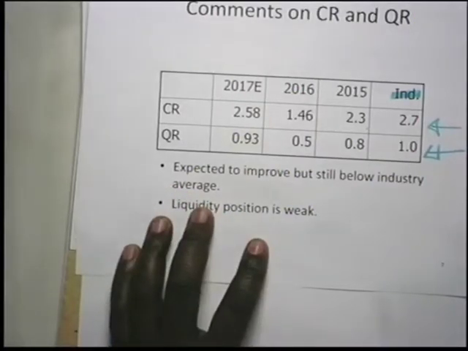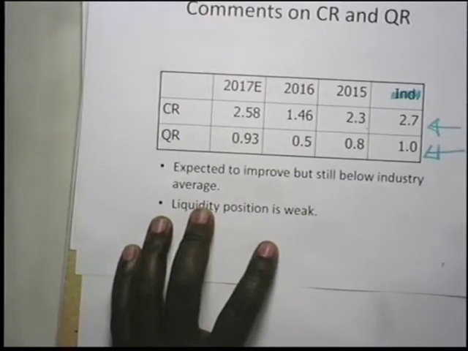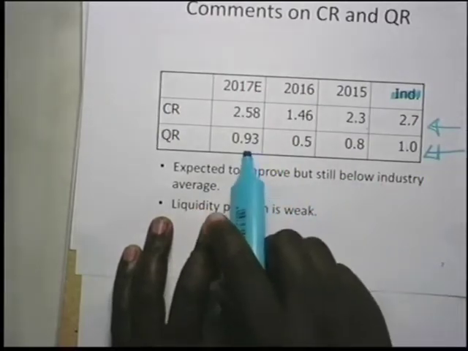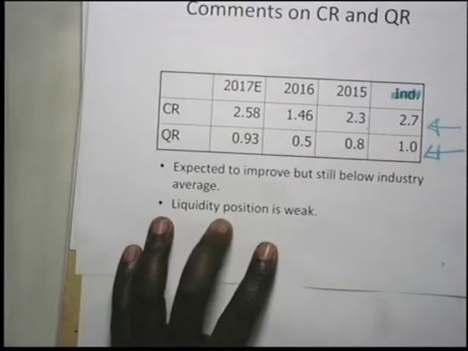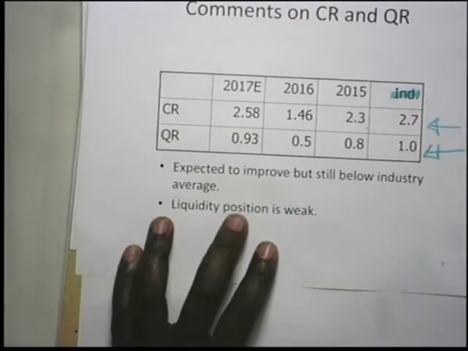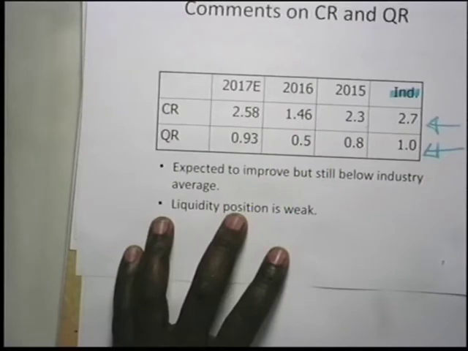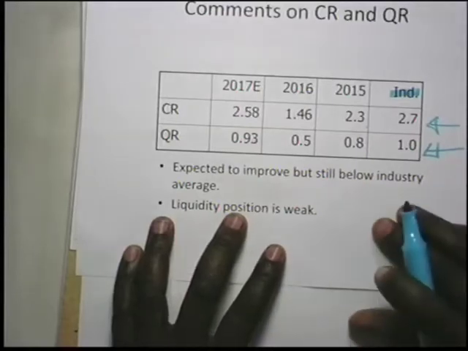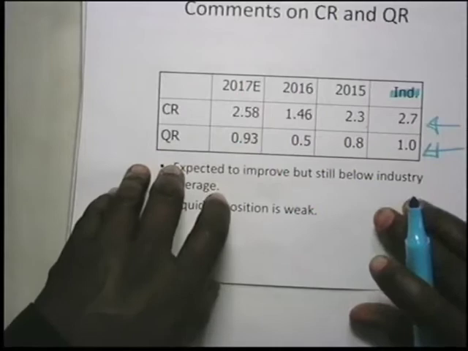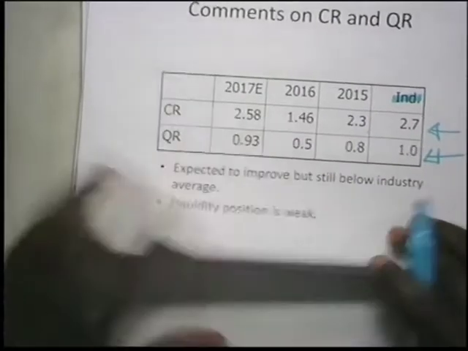Now, what are our comments there? Right? We expect it to improve, yes, to 0.93, which is better. But still, our liquidity position is weak. Right? Our liquidity position is weak. It means we need to improve our liquidity. Some might say, but how do we increase our liquidity position? Okay, let me go back and give you hints on how we can improve ourselves.